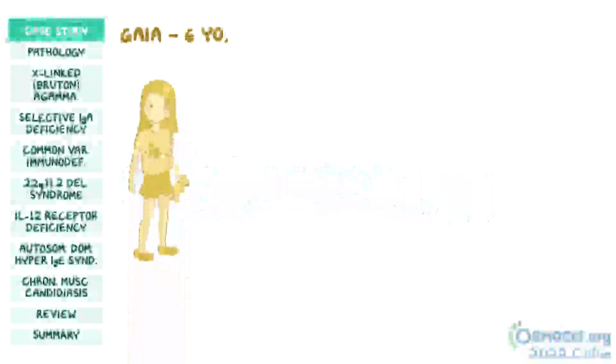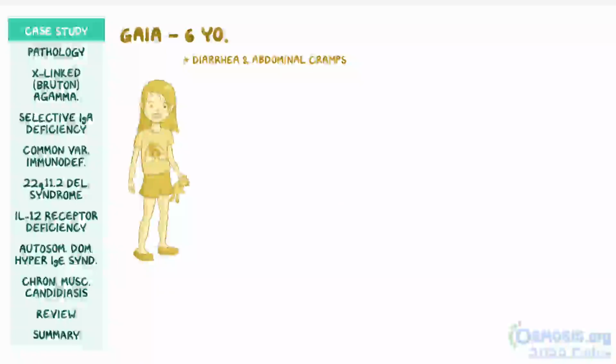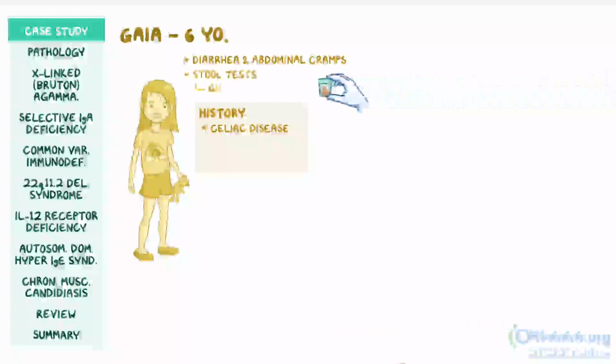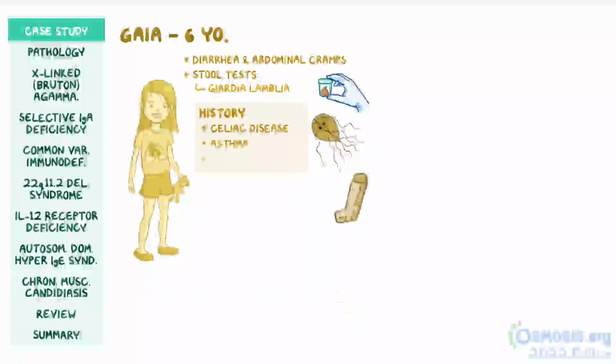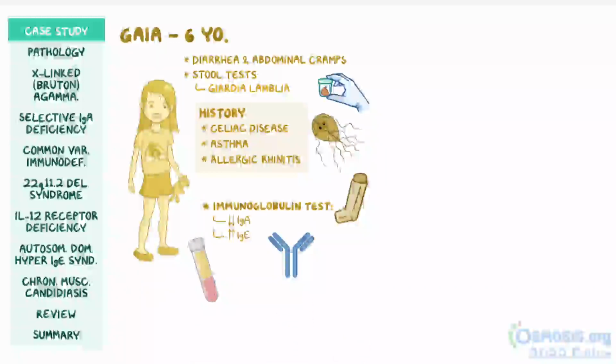Gaia, a 6-year-old girl, is brought to the clinic by her parents because she's been having diarrhea and abdominal cramps for the past few weeks. Her parents tell you that Gaia was diagnosed with celiac disease a few years back. However, they point out that she stopped consuming any food products that may contain gluten altogether. You decide to first run stool tests, which reveal the presence of the parasite Giardia lamblia. In addition, Gaia's parents tell you that she has a history of asthma and allergic rhinitis, so you also order an immunoglobulin test which shows low IgA and increased IgE levels in her blood.